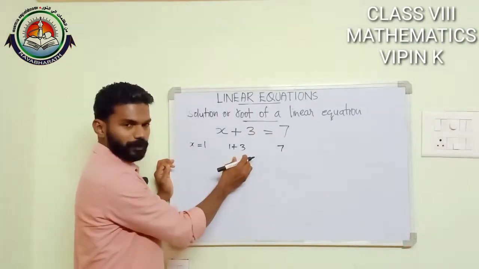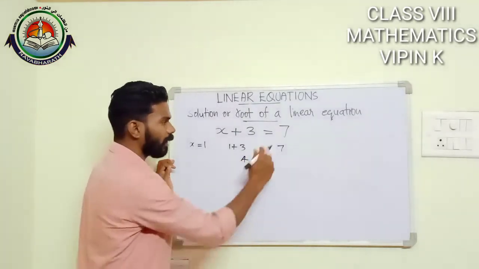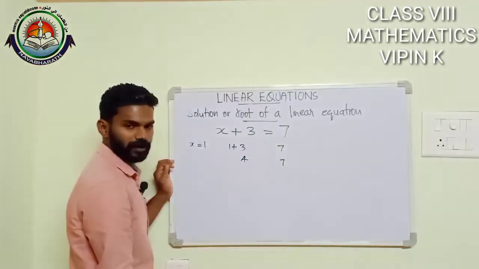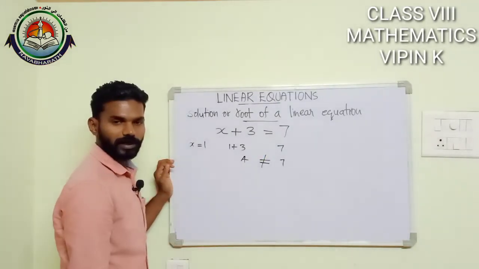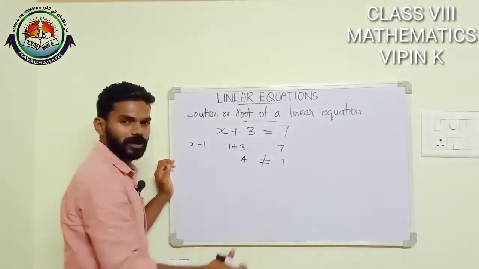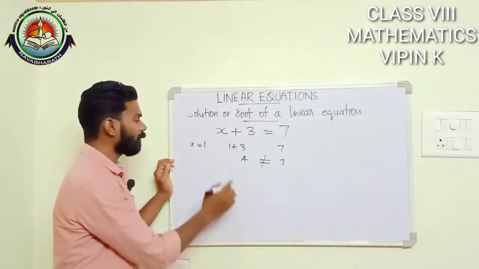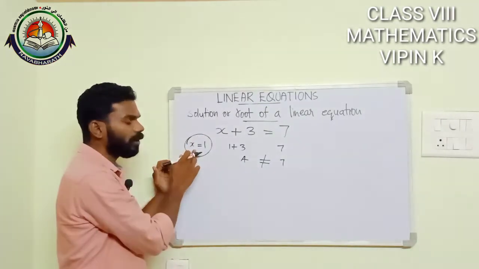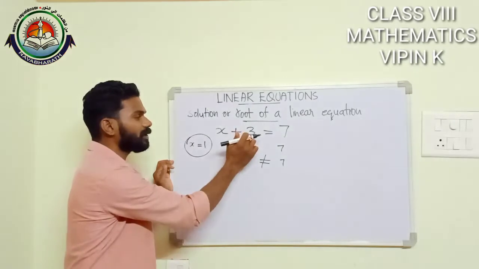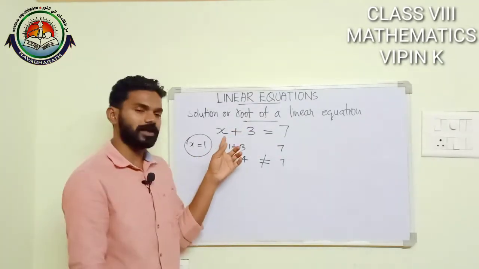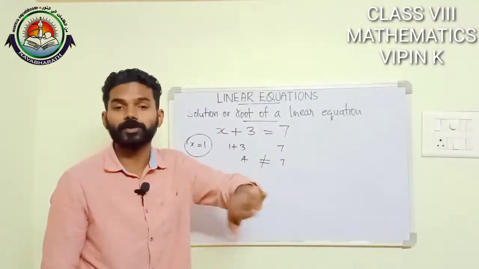And what would be 1 plus 3? 1 plus 3, you know, it is 4. And on RHS still it is 7. And you know that 4 does not equal 7. Okay. So we cannot consider the value of x as 1 for this equation. If we consider the value of x as 1, then this equation will not be true.